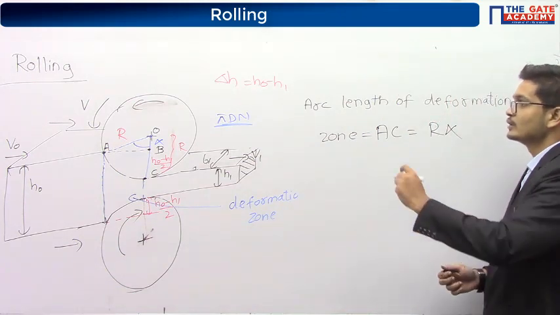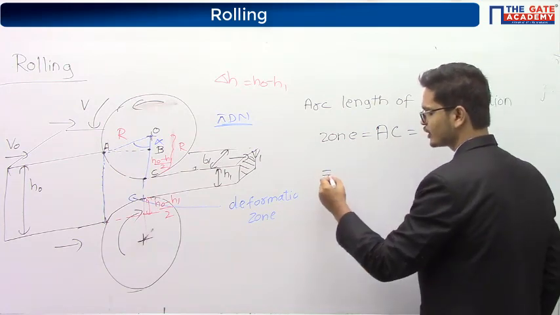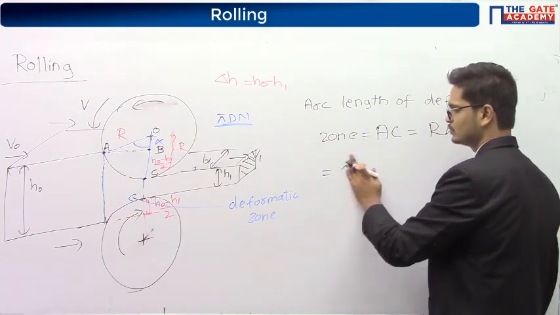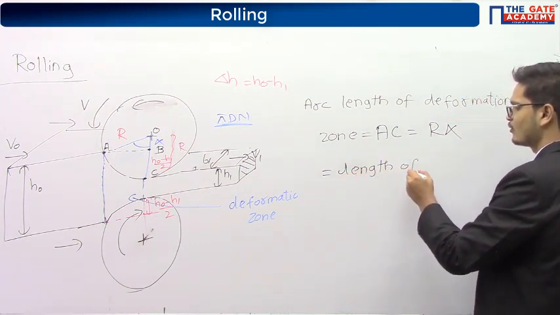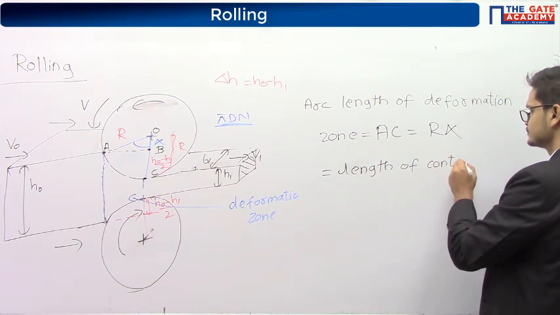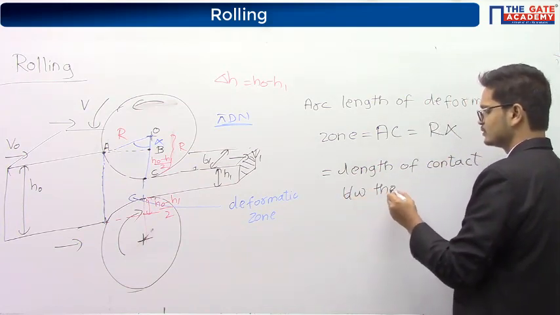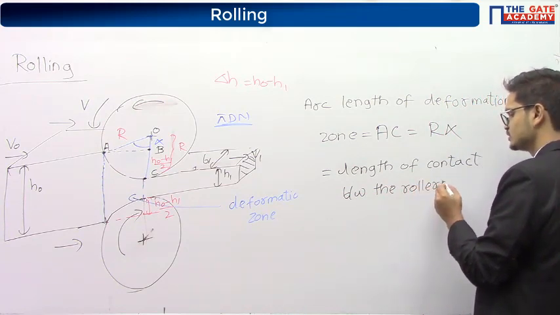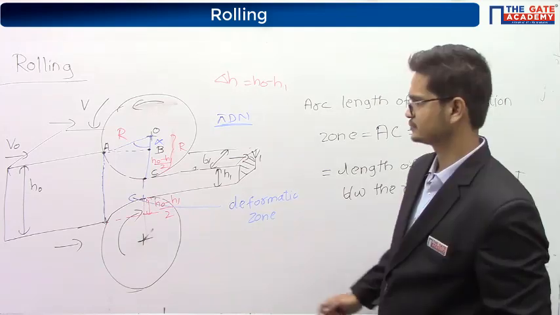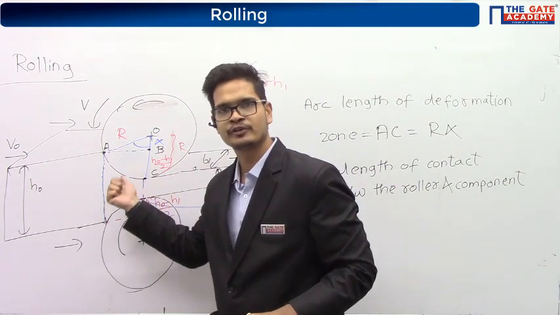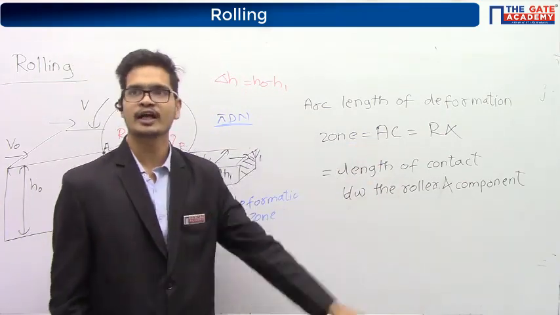The arc length of deformation zone is also equal to the length of contact between the roller and the component. How much length of contact is there between the roller and the component? It is equal to AC, so that is equal to R alpha.